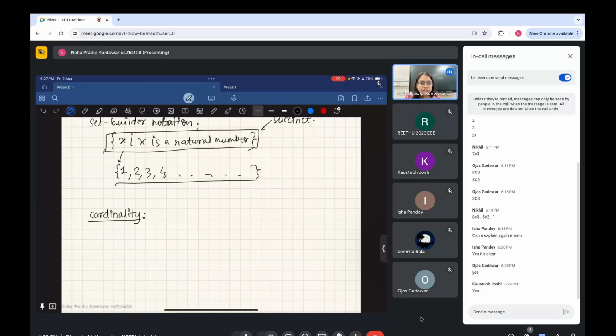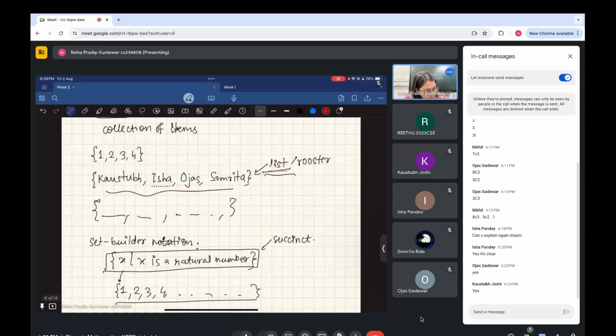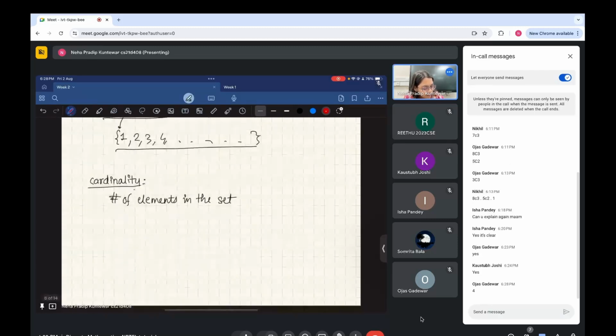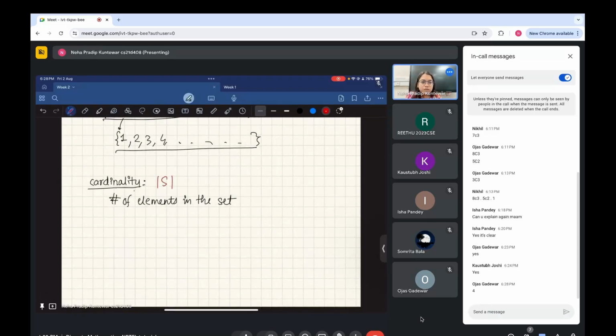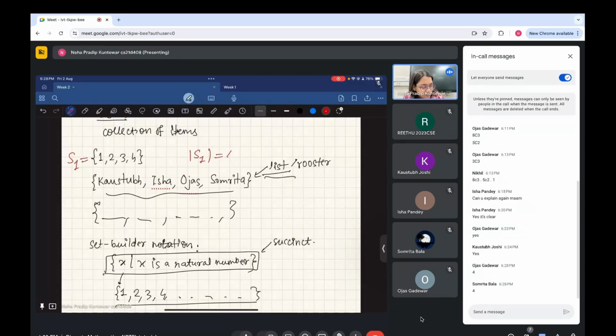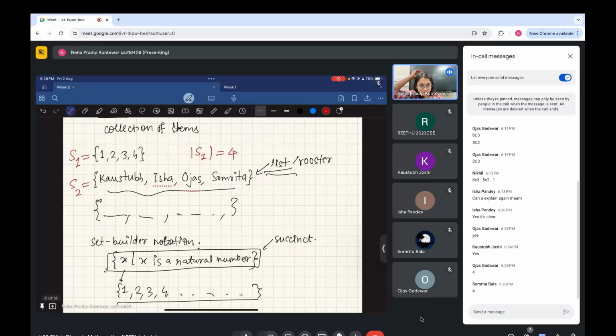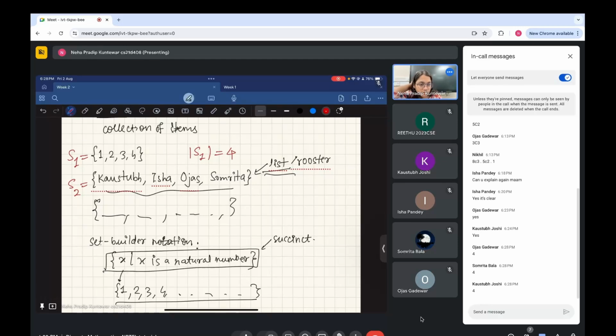Another natural term that comes up with sets is cardinality, or the size of the set. How do we define this? This is simply the number of elements in the set. For example, if I ask you about the first set, let me call this S1, what is the cardinality of set S1? 4, right? So the cardinality of S1 is 4. And we denote this by 2 vertical lines around the set, and that's the notation. Let's say this is the set S2, which consists of Kaustubh, Isha, Ojas, Amrita, and the size of this is 4.